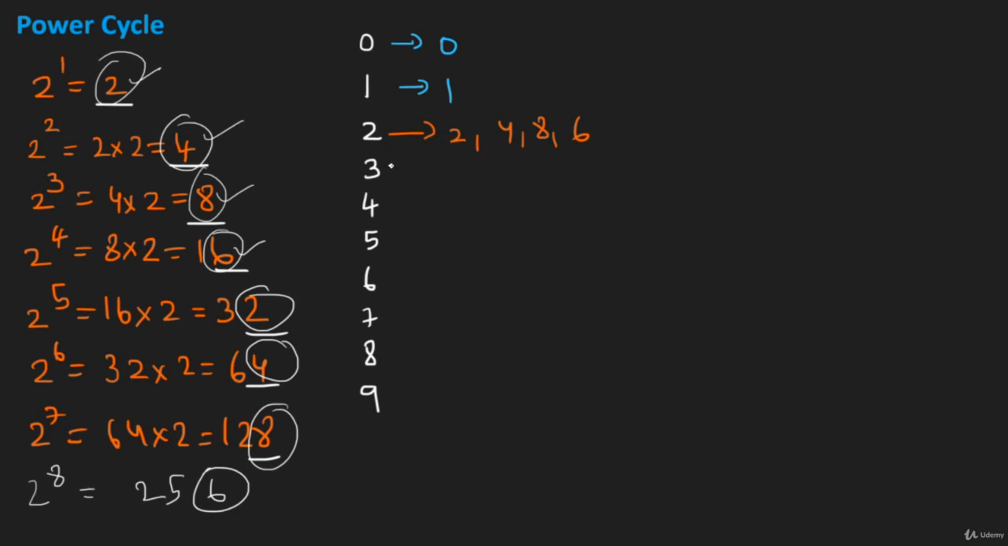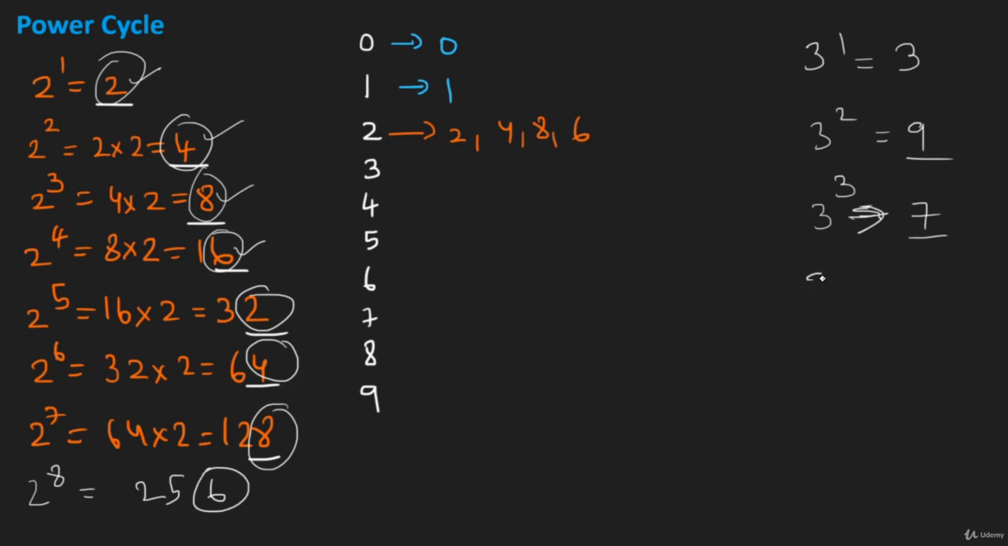Now let's try the same for 3. 3 to the power 1 will give me 3, right? 3 to the power 2 is 3 into 3, which will give me 9. Now 3 to the power 3 will be 9 into 3. The unit digit will be 7, right? Remember, unit digit depends only on unit digit. I know it's 27, but as I'm only interested in the unit digit, I just write the unit digit over here by multiplying 9 with 3, which is 27, and my unit digit over here is 7.